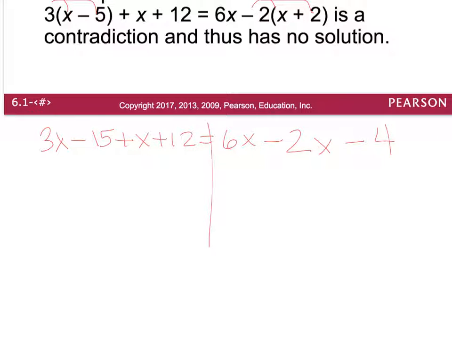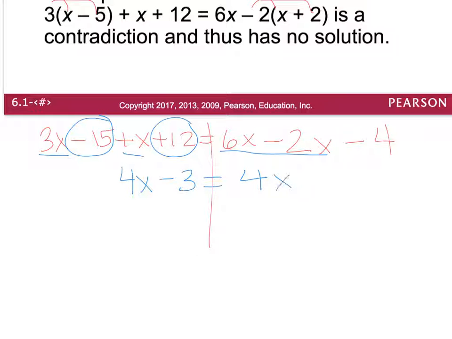And then you want to combine like terms on each side of the equal sign. So on the left-hand side, I have a 3x plus a 1x, which is a 4x. Notice even though they don't write a 1 in front of that x, you read it as 1x. I have a minus 15 and a positive 12, which is a minus 3. On the right-hand side, I have a 6x minus 2x, which is 4x, and then a minus 4.